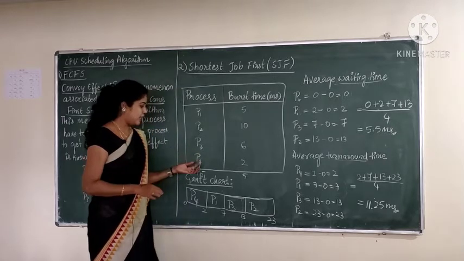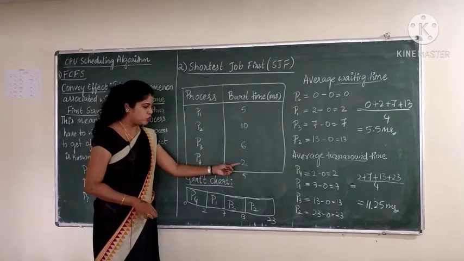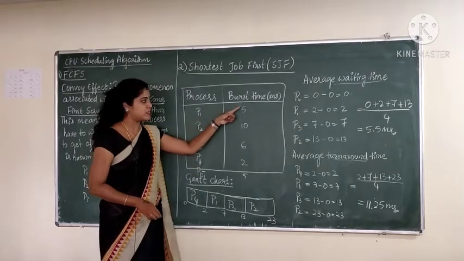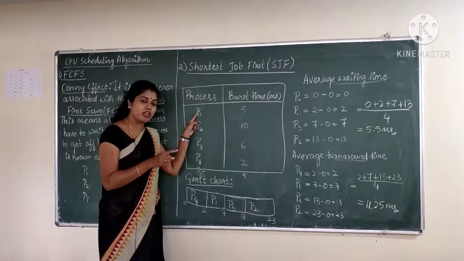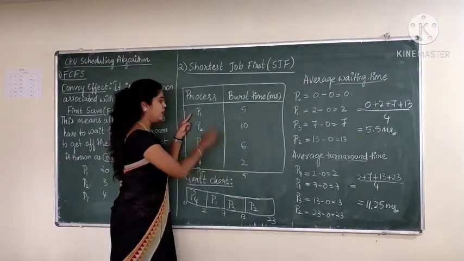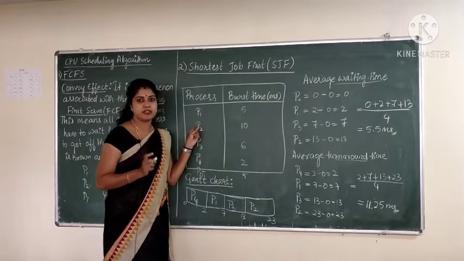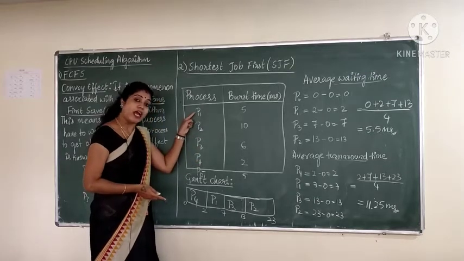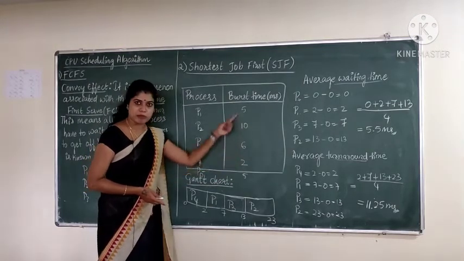How? As per this, very first P4 will go, because 2 is the minimum. After 2, which is the next? 5. The burst time is 5 here, and after P4, P1 will go. Compared to P1, P5 is also having 5, and P1 is also having 5. So there, first come first serve scheduling algorithm will be applied. After P4, P1 will go, after P1, P5 will go, because the burst time is common.